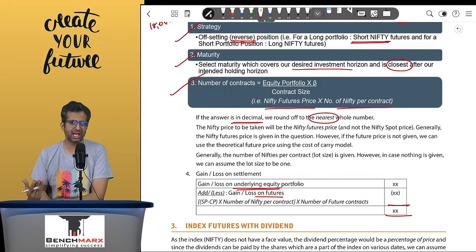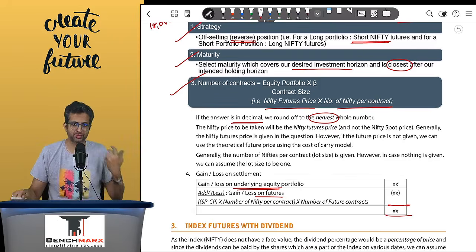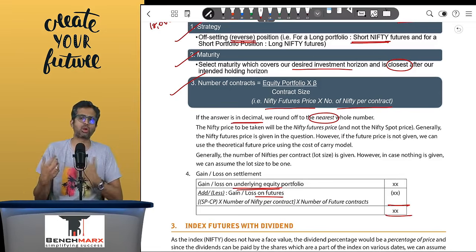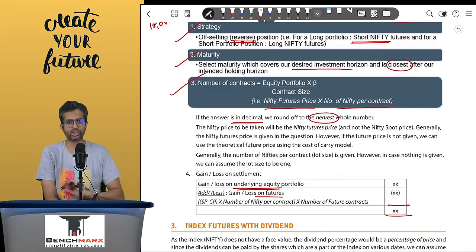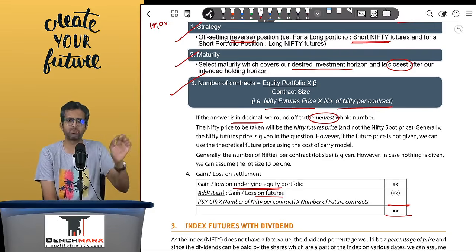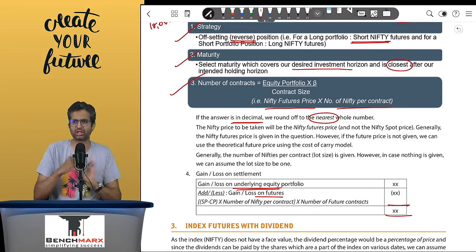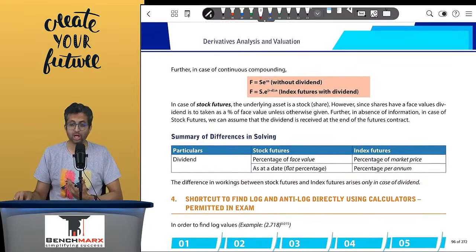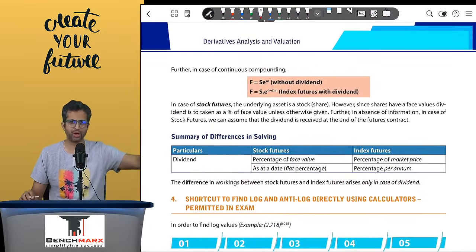The only challenge that can come in index futures, as in stock futures, is the possibility of a dividend. But the adjustment for dividend is quite different in stock futures and index futures, because in the case of a stock future, the dividend is a percentage of the face value of that stock. So if a stock future question says the dividend is, let us say, 25%, if nothing else is given, that is 25% of the face value.